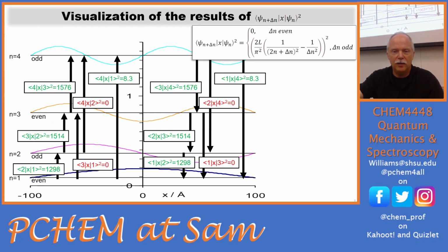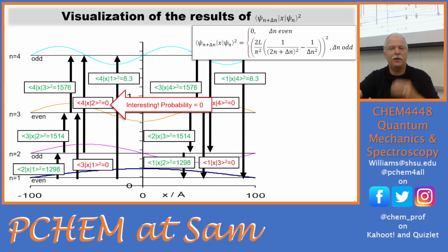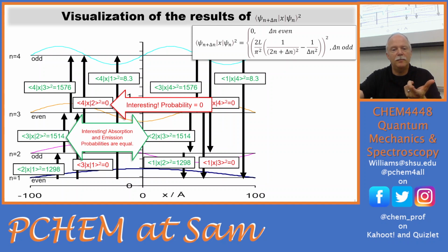And so we can come over here and look now. This is the results plotted for a box length of 200. So from minus 100 to plus 100. And these are all of the probabilities. And so these jumps of 2, so 1 to 3 is 0, 2 to 4 is 0. So that probability is 0 even if it's populated. The absorption and emission probabilities are equal. So in this case, going from 2 to 3 is 1,514, and going from 3 down to 2 is also 1,514.